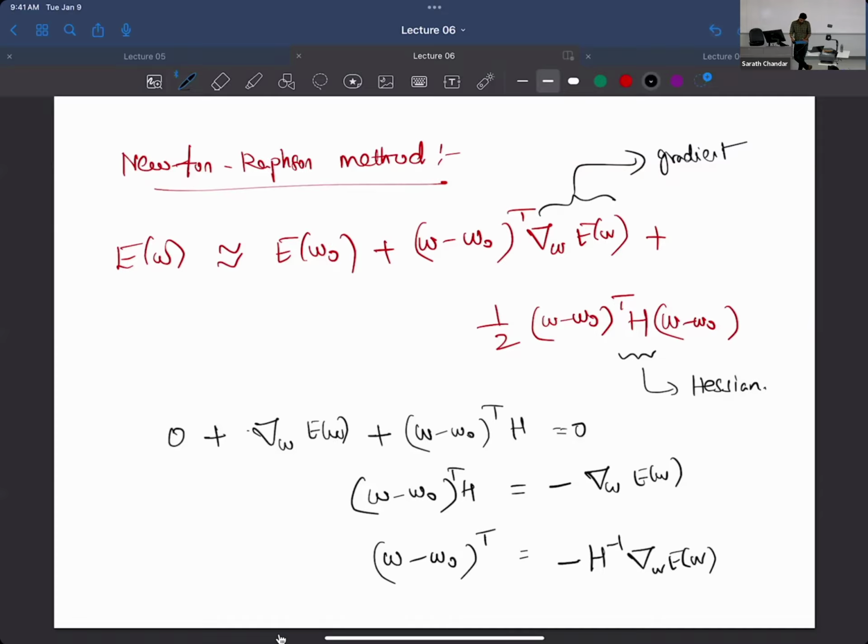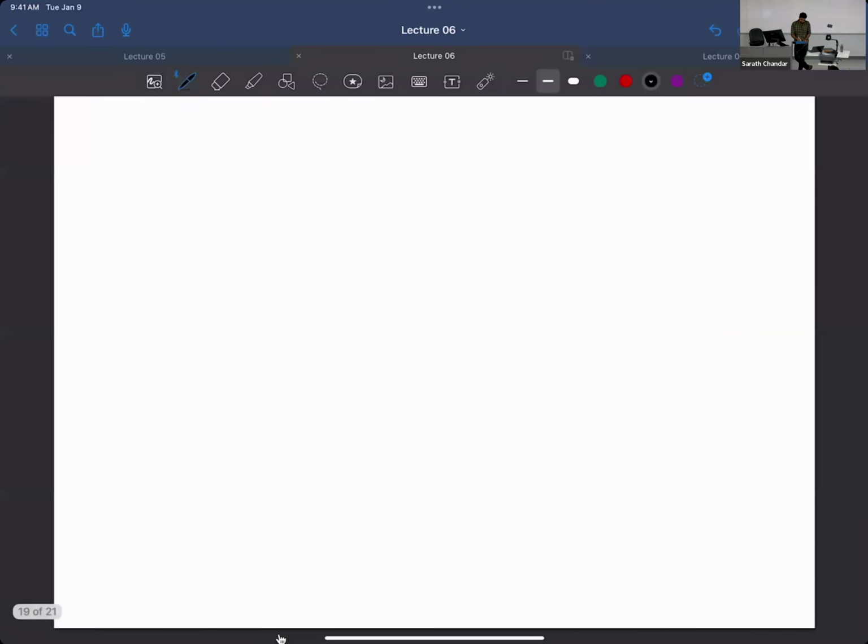Okay, so now I can bring the W0 to the other side. So this becomes W is equal to W0 minus H inverse of the gradient. So this is the update rule for the Newton-Raphson method, right?